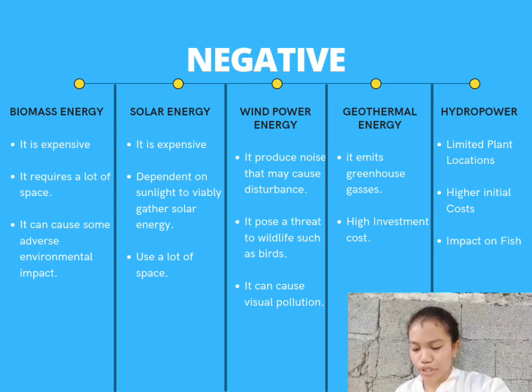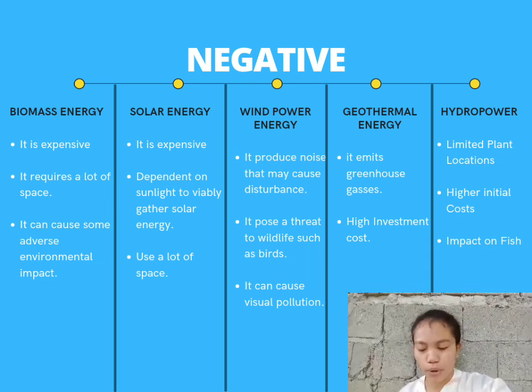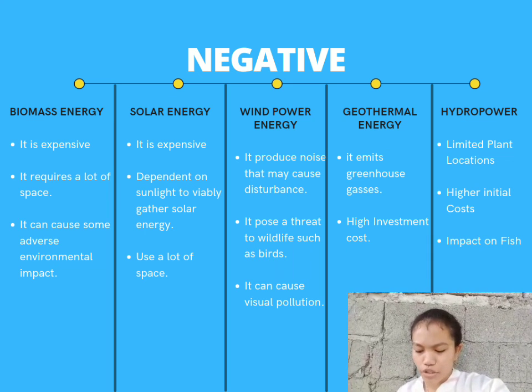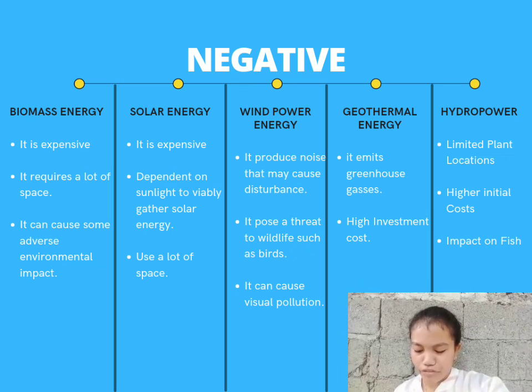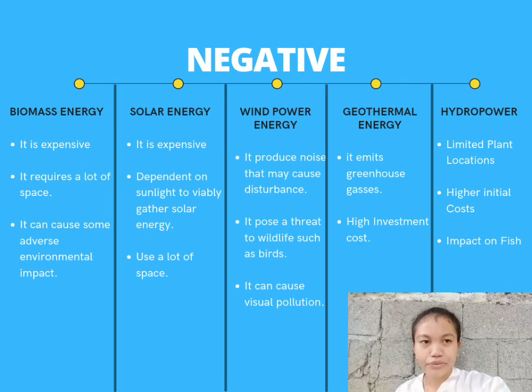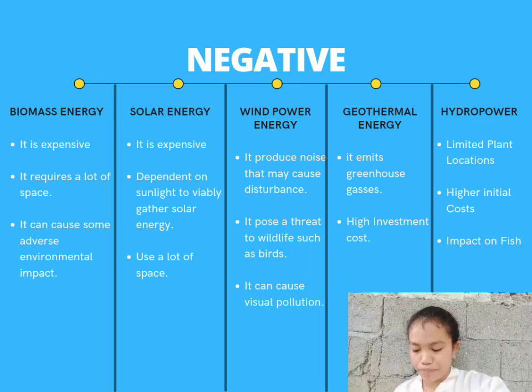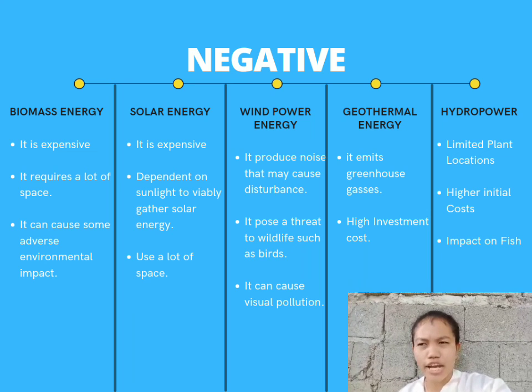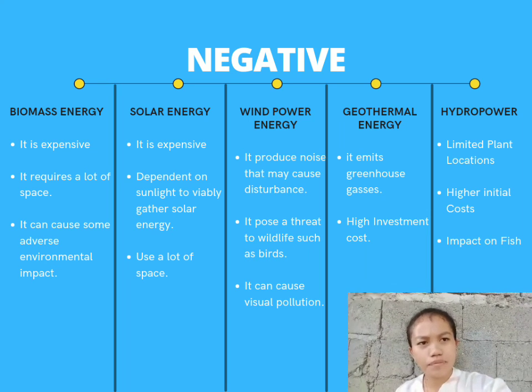It produces noise that may cause disturbance. It poses a threat to wildlife, such as birds. It can cause visual pollution. As with all energy supply options, wind energy can have adverse environmental impacts, including the potential to reduce, fragment, or degrade habitat for wildlife, such as fish and plants. Furthermore, spinning turbine blades can pose a threat to flying wildlife, such as birds and bats.